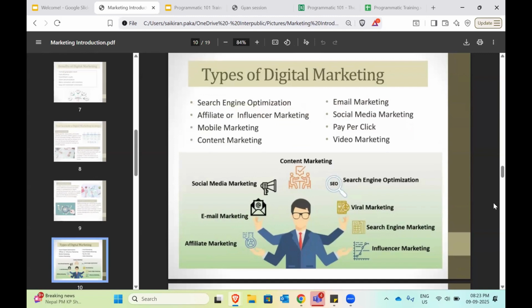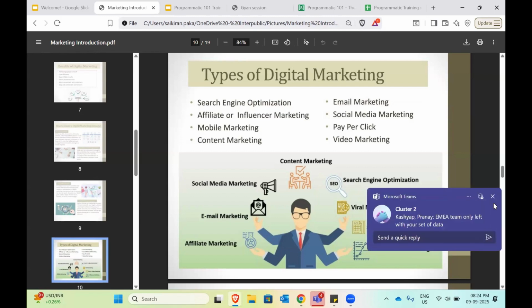Here I have listed a few types of digital marketing channels. One is search, the second is influencer and affiliate, mobile marketing, content, email, social media, pay-per-click, and video marketing. So these are all the different channels that are available online. Depending upon the objective, my campaign goal, and where I feel my audiences are available, I'll be choosing the right channel.